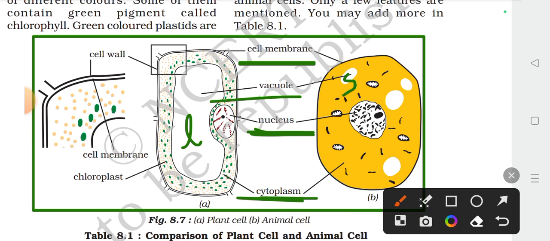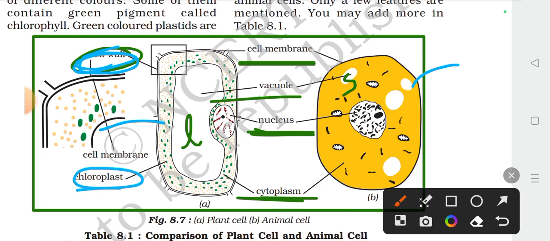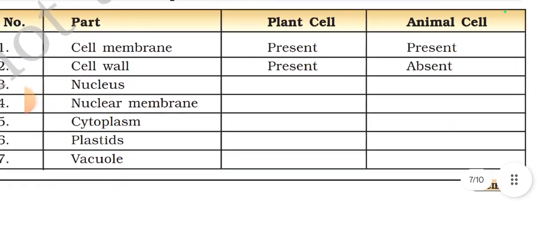But what do they not have in common? Cell wall is present in plant cell, but it is not there in animal cell. Even plastid and chloroplast are present in plant cell, but not in animal cell. Next, plastid, chloroplast, and the various substances are found in plants, but they are not found in animals. So this is the table of comparison.